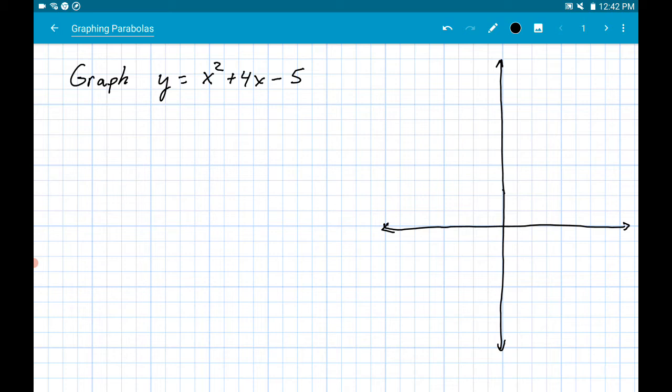Let's graph y equals x squared plus 4x minus 5. A couple things that instantly stick out to me are that this parabola is going to have this shape, meaning it opens up, and it's going to have a y-intercept at -5. So I'm going to label stuff as I go, but 1, 2, 3, 4, 5, I'll label this -5, and I'm going to put a little y there.